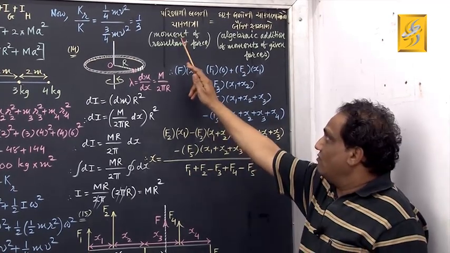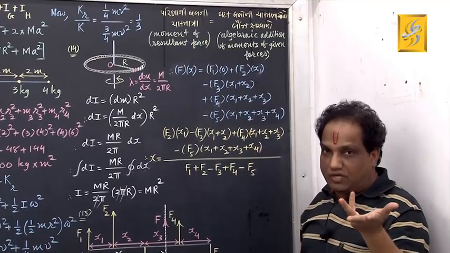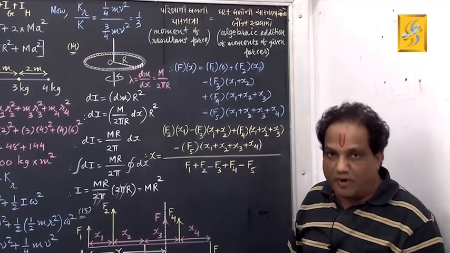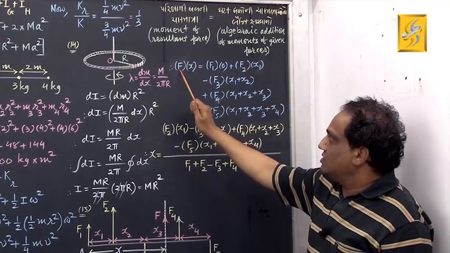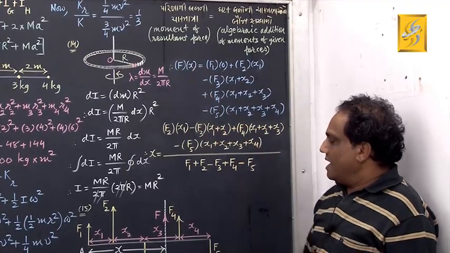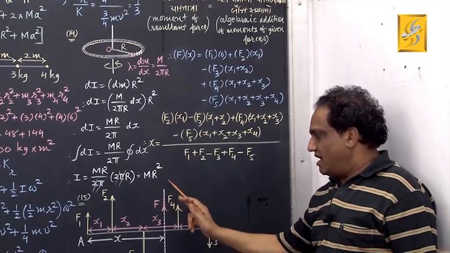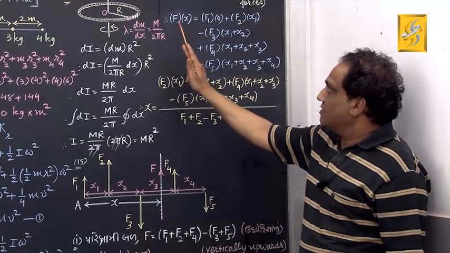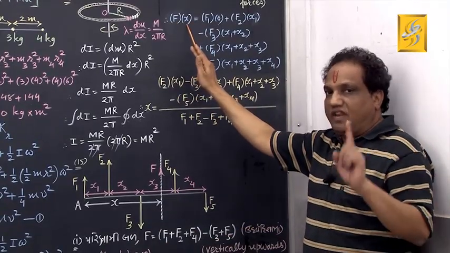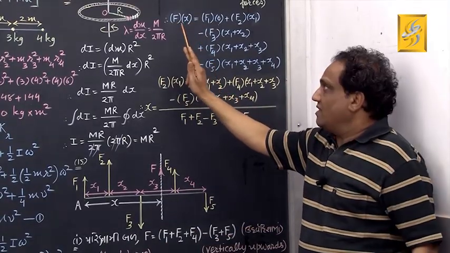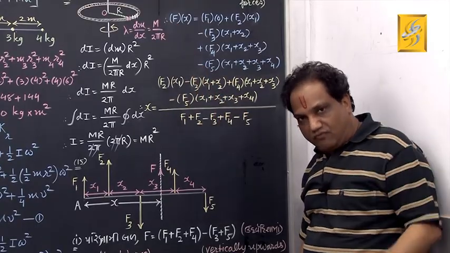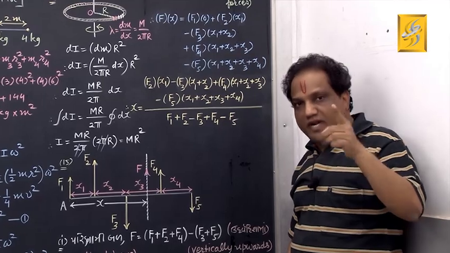What do you mean by moment of force? Moment of force is nothing but torque, and it is force into perpendicular distance. What is the resultant force? Resultant force is F, and the perpendicular distance of the line of action of the resultant force from this reference point is X. That's why it is written here as F into X. If any force is vertically upward, we will take its moment as positive. If any force is vertically downward, we will take its moment to be negative.